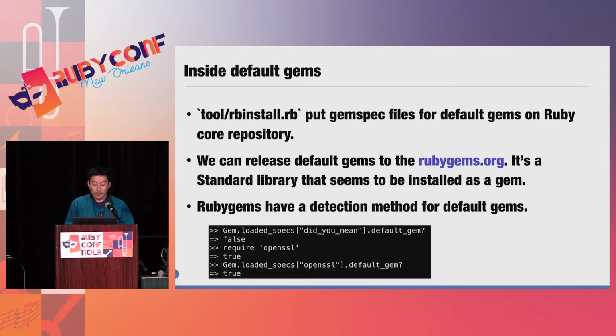Moreover, you can determine default gems using this Ruby code: Gem.loaded_specs for OpenSSL, and a method called default_gem?. If OpenSSL is a default gem, it returns true.